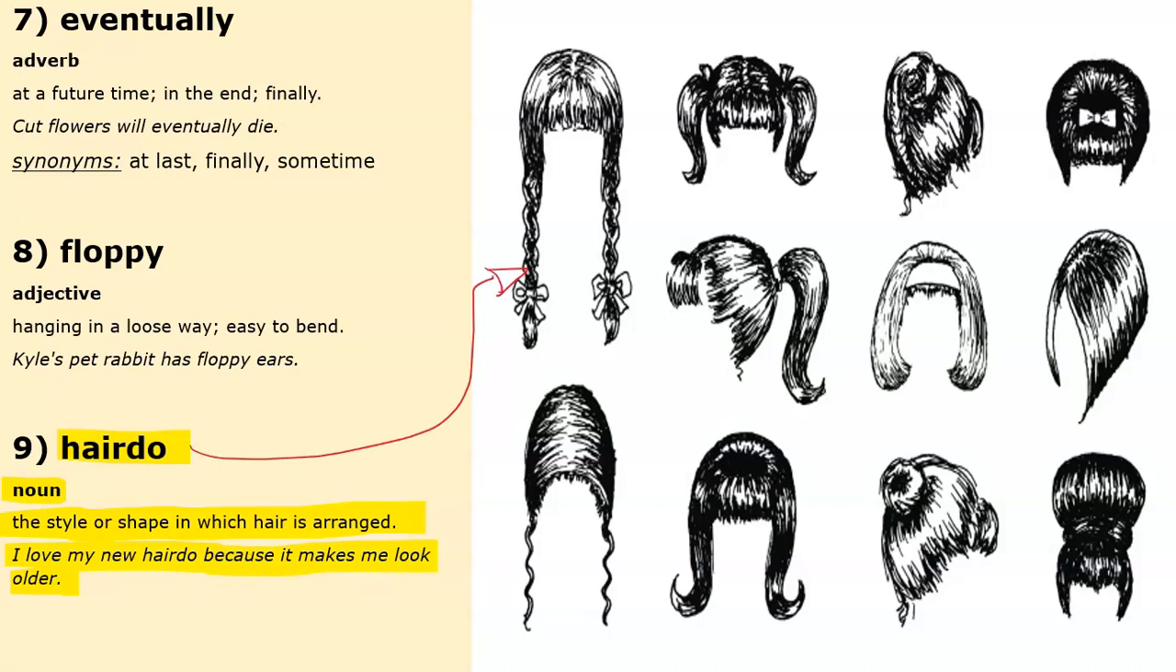Some people have a long hairdo. Some people have their hairdo up in a ponytail like this. Some people have a short hairdo or even shorter hairdo like this one and this one. So what kind of hairdo do you have? And do you like your hairdo? Or do you want to have a different one?